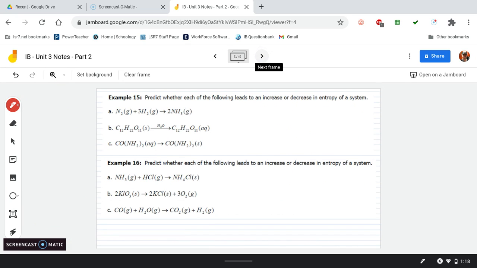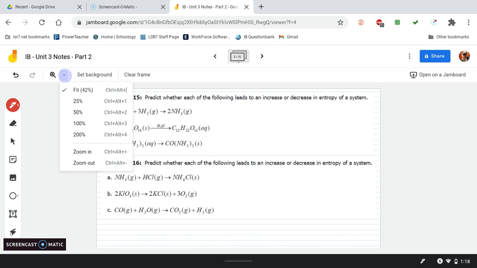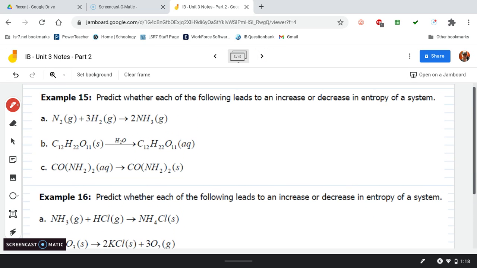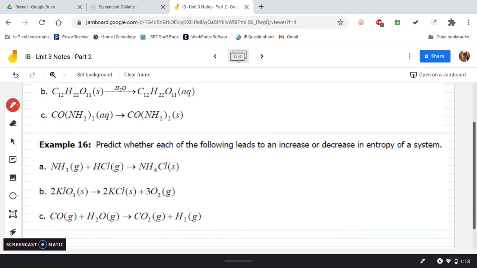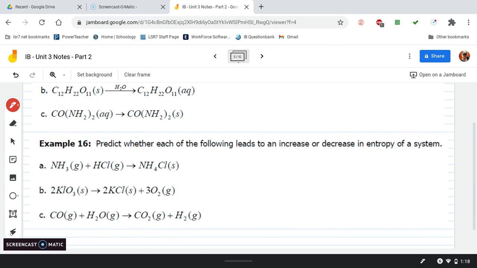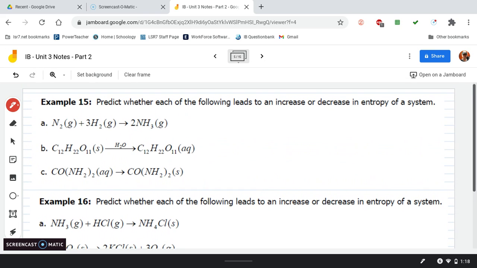Okay, you guys are going to try this a little bit on your own. So here we go. Try these on your own. You've got example 15 here, and then you also have example 16. So try those, pause the video, and write down, is it a plus delta S or is it a minus delta S? Do I have more randomness or less randomness?